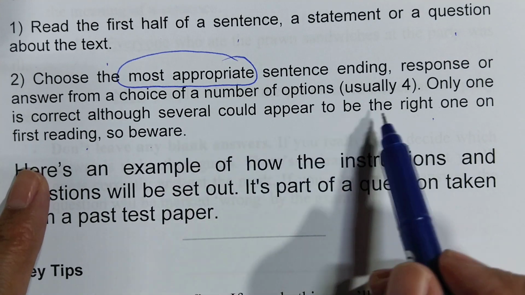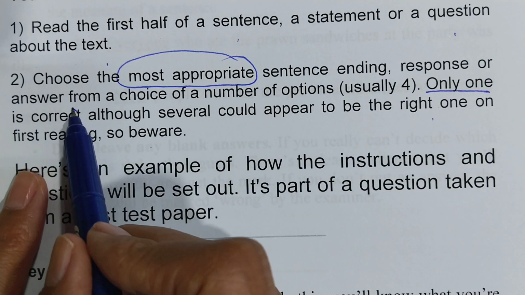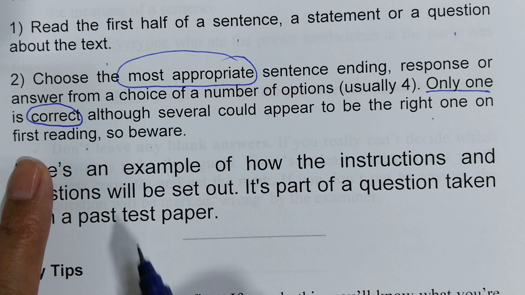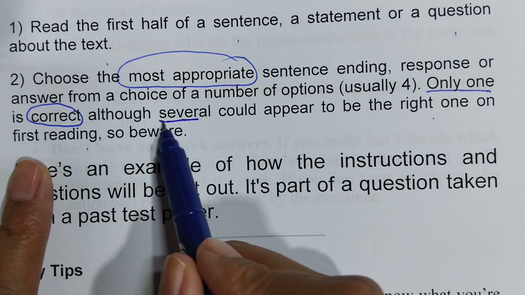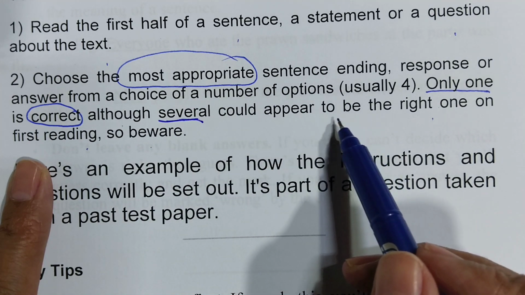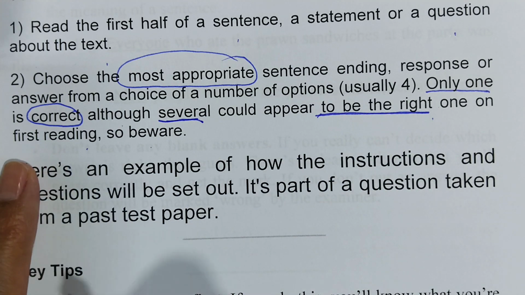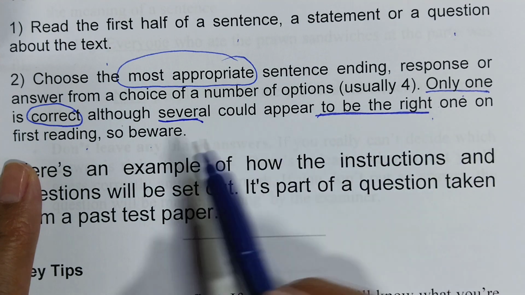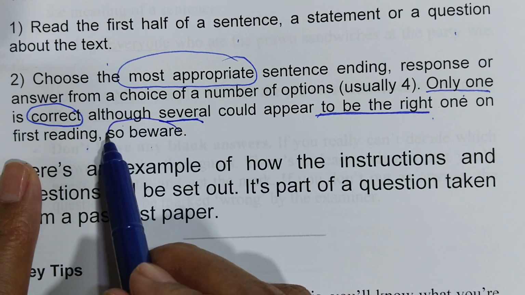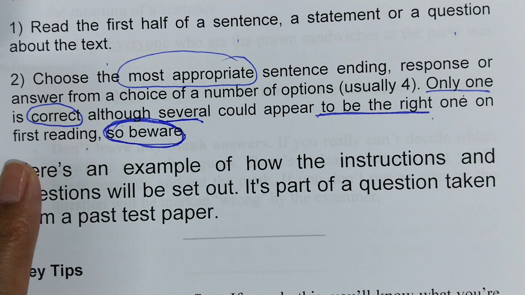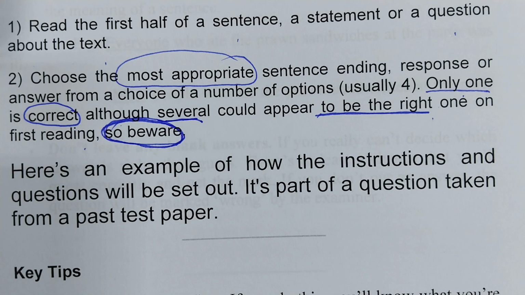Only one is correct. What does it mean? It means one answer is correct, although several, meaning many, options could appear to be the right one. I mean, you will feel that many options are right on first reading. When you read it the first time, you will think that many options are correct, but they are not correct. Only one is correct. So beware of the distractions. They are creating the distractions by themselves for the candidate. So the candidate needs to know how to solve this puzzle.